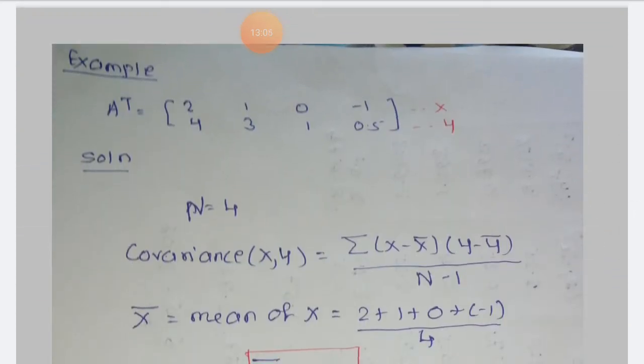Now directly we'll see an example on this. Suppose the transpose data is given, A is equal to 2, 4, 1, 3, 0, 1 and -1, 0.5. Now the first row we will consider X and the second row we will consider Y. So here 4 data points are given. That's why n is equal to 4.